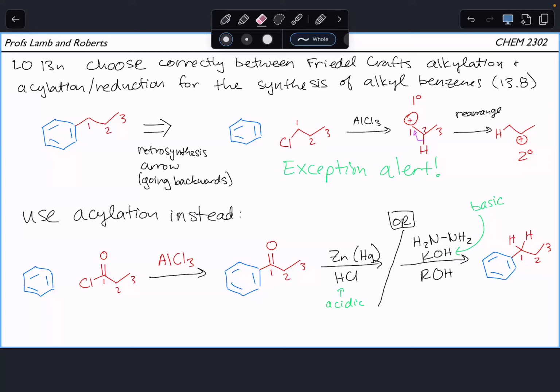Can you use sodium hydroxide instead of potassium? Probably. I'm not super familiar, to be honest. Like, they're usually very similar, though. I would be surprised if you couldn't, but I don't know off the top of my head, to be honest. Other questions? Kind of makes sense, right? Try alkylation first, but if you're going to get a rearrangement, do acylation instead.